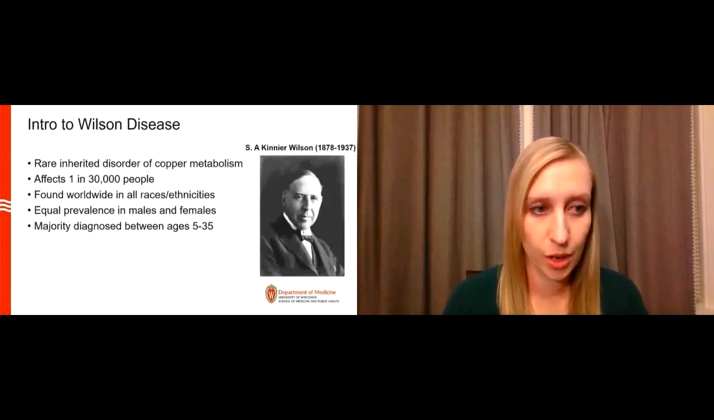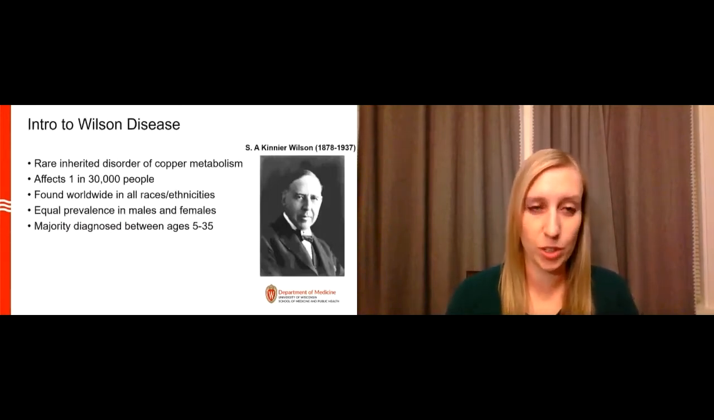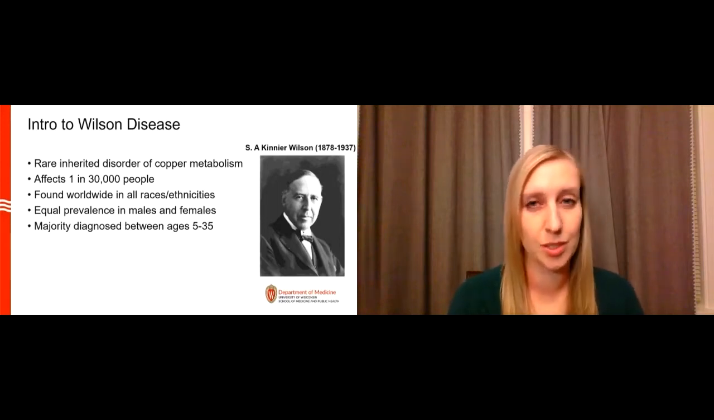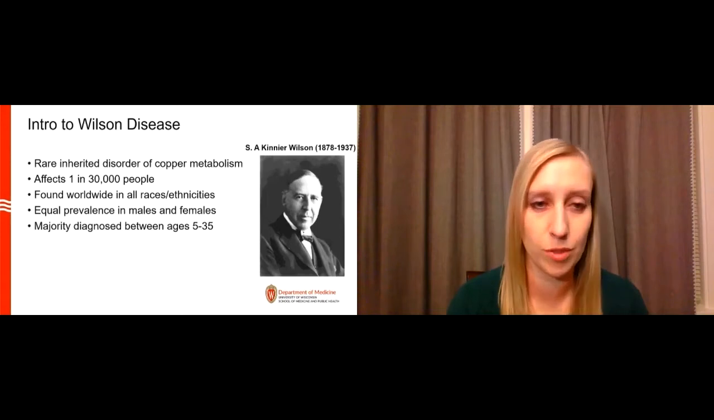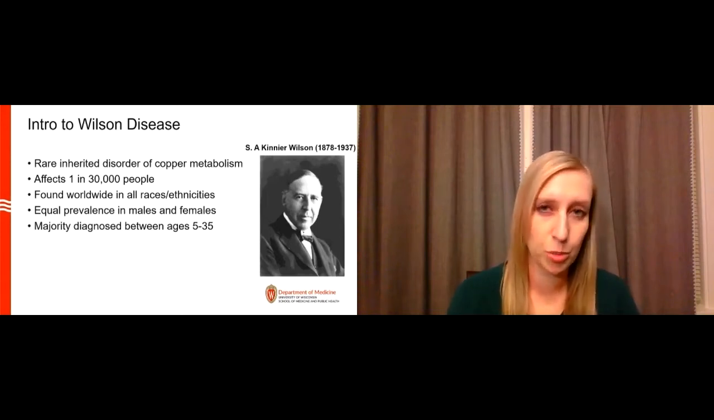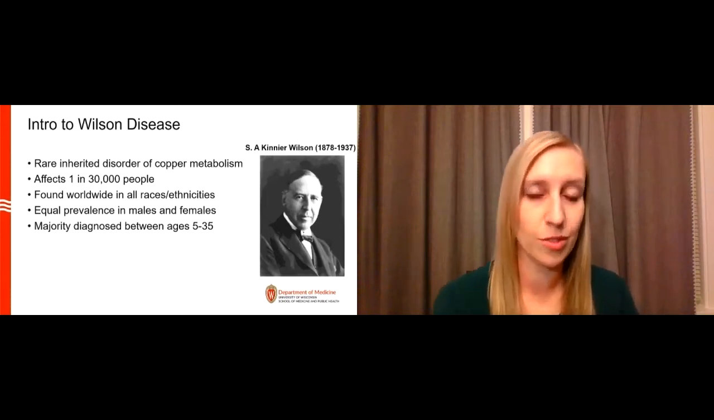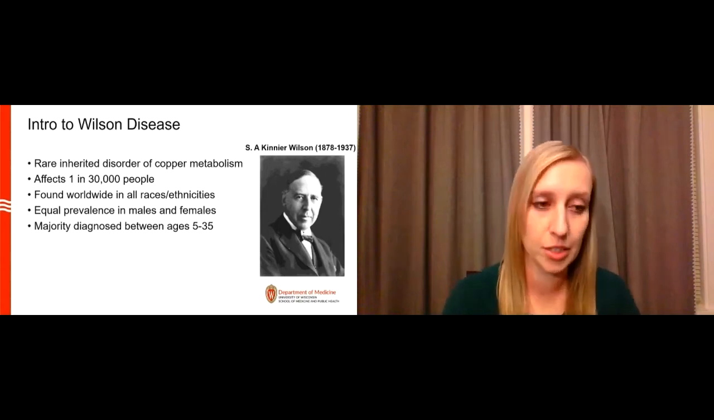So to dive right in, Wilson disease is a rare inherited disorder of copper metabolism. This was first described in 1912 by a British neurologist named Dr. Kinnear Wilson. This disorder affects approximately 1 in 30,000 people, and it's found worldwide across all races and ethnicities, and it's approximately equal prevalence among males and females as well. Although in patients who present with acute liver failure, there is a slight female predominance.